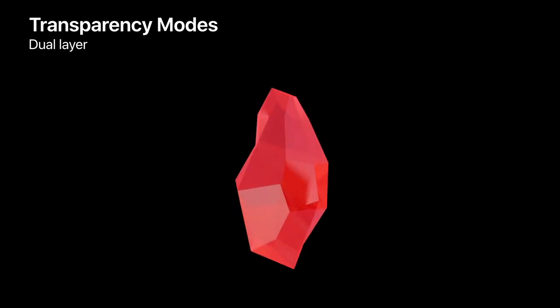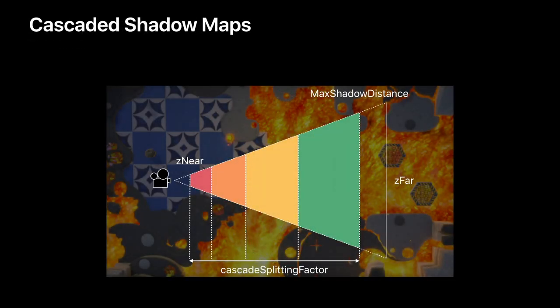One last addition is the support for cascade shadow maps. So cascade shadow maps is an optimization of shadow maps. The idea is that it splits your shadow maps into multiple textures, so multiple cascades, to allocate more precision to areas that are closer to the camera and less precision for areas that are far away.